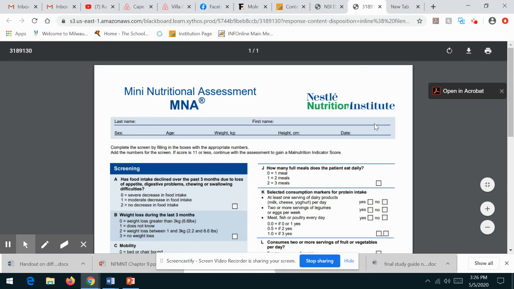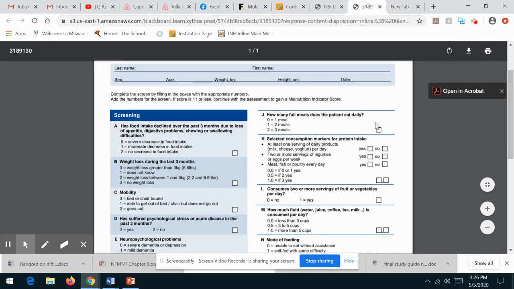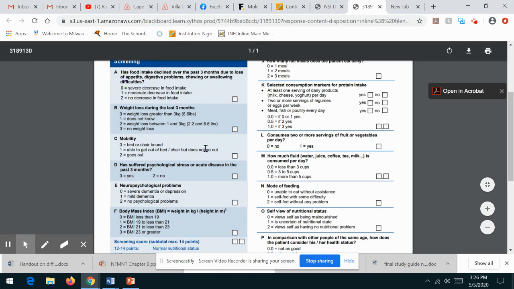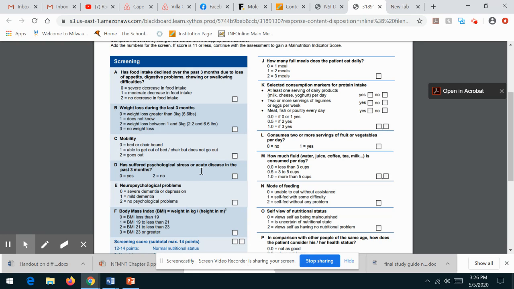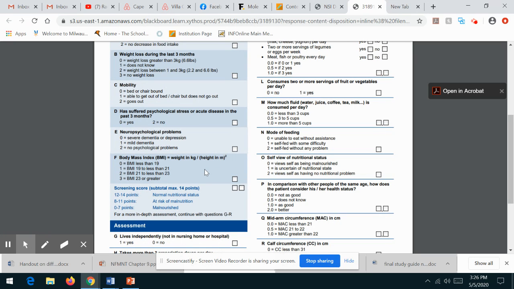We also have the MNA, or the mini nutritional assessment. And what this looks like is, has their food intake declined? Have they had any weight loss? What's their mobility like? Any psychological stress or acute disease? So, did they have pneumonia? Did they have COVID? Did they lose a loved one? Neuropsychological problems, like Alzheimer's, dementia, body mass index. And then we're going to take that score and it's going to tell us if we're normal, at risk of malnutrition, or malnourished.